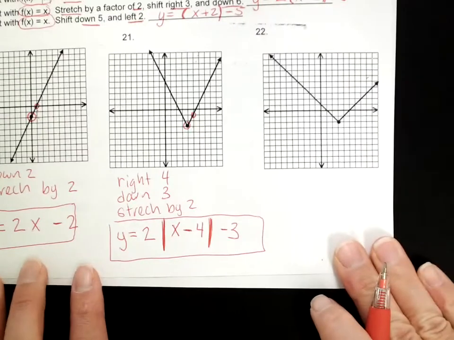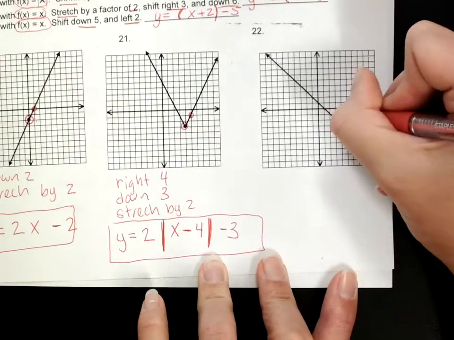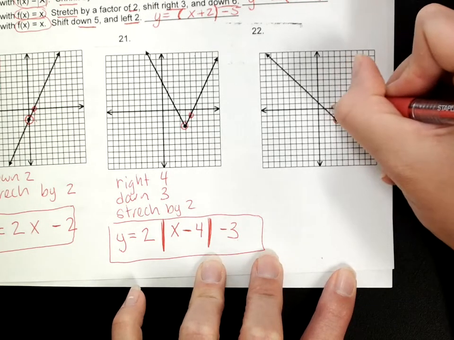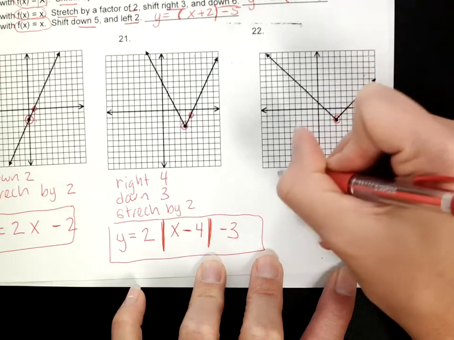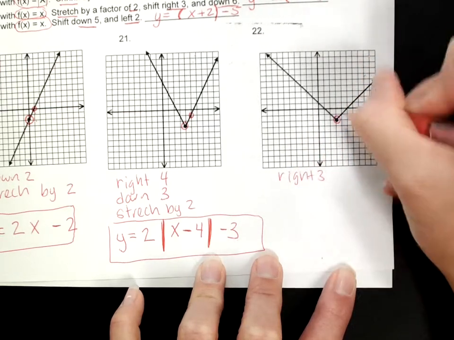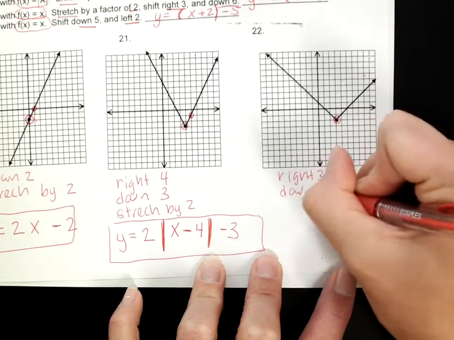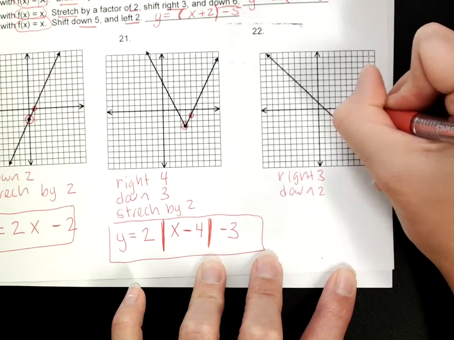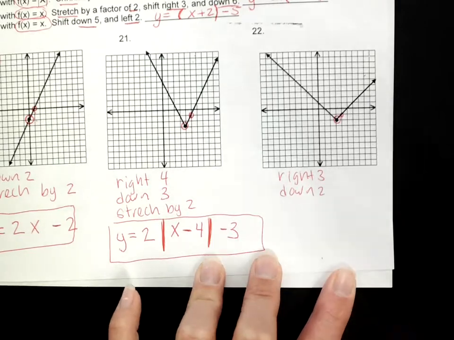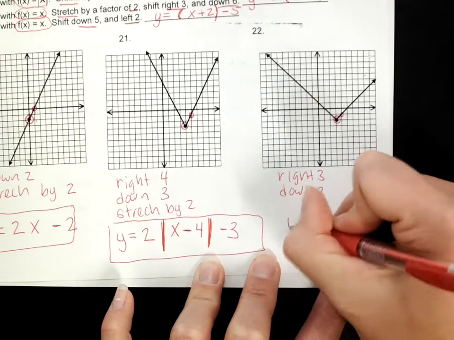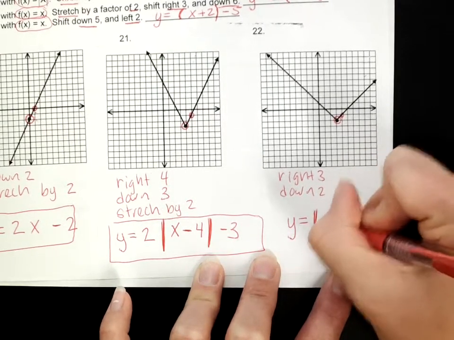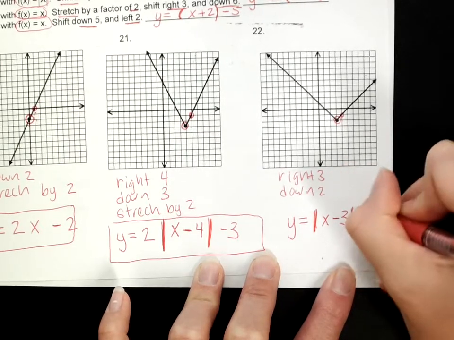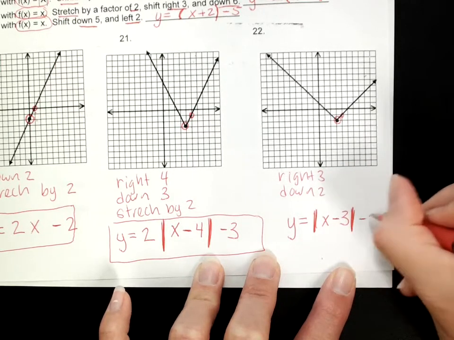Last example, another absolute value sign. Here is your new 0, 0. Looks like it's moved right 1, 2, 3, 3 points. And down 2. Again, check for that stretch. Usually we're 1, 1 away. That's exactly how many, so there is no stretch here. All I need is my equation, absolute value of x to go right 3, that's a minus 3 inside the absolute value, down 2, minus 2.